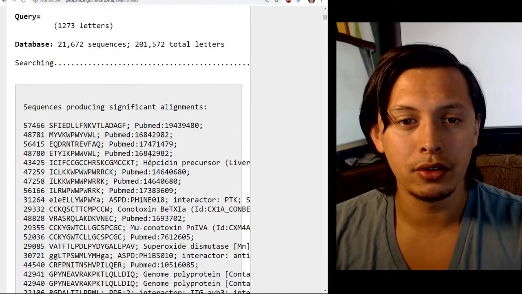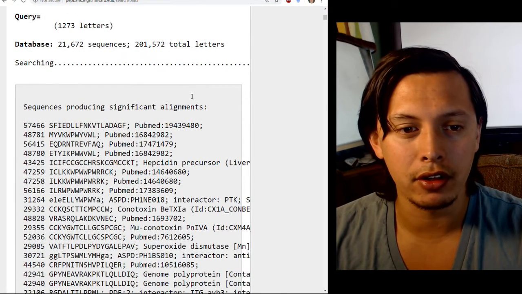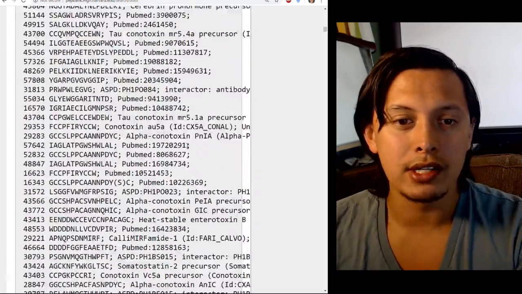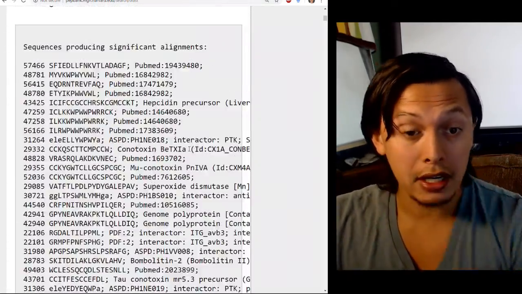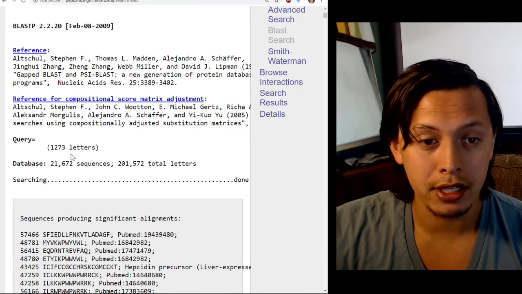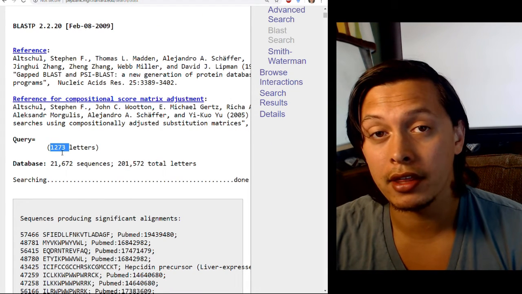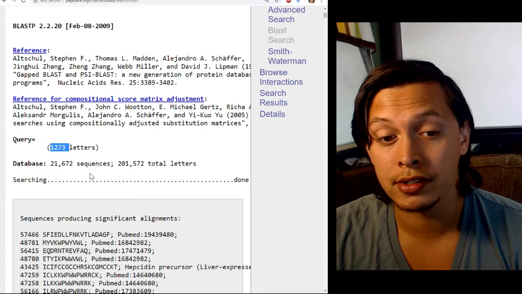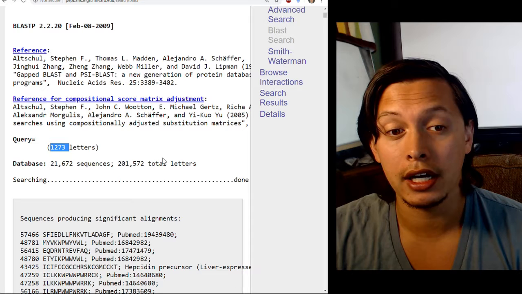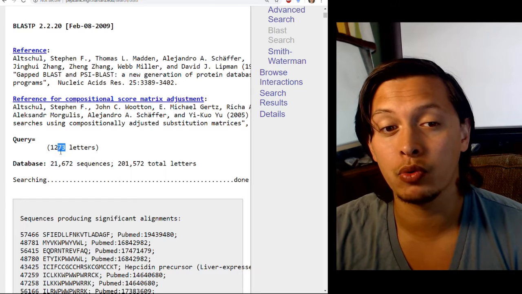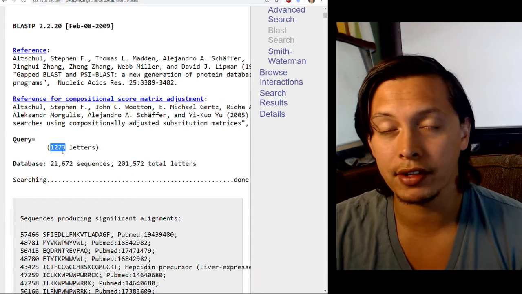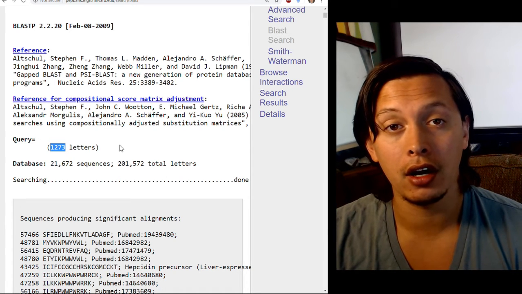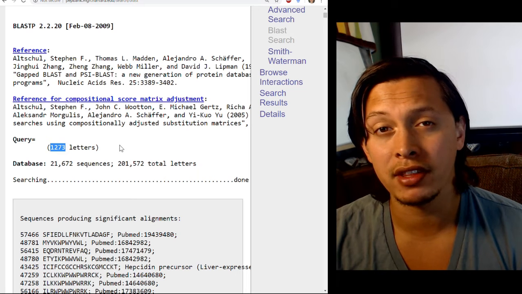So what I wanted to do, and I'm going to have to zoom out a little bit so that you can see it, was I did this with the spike protein, and then I also did it with the RDRP, the RNA-dependent RNA polymerase. And what I found, which is 1,273 amino acids long for the spike protein, and the RDRP is over 7,000.